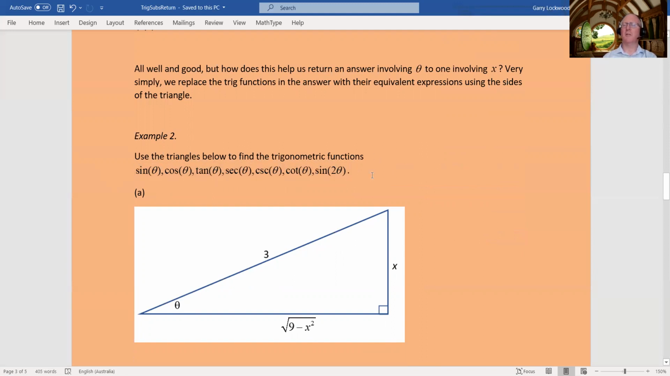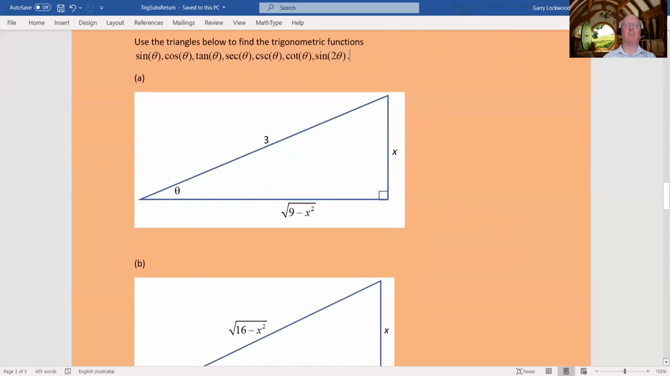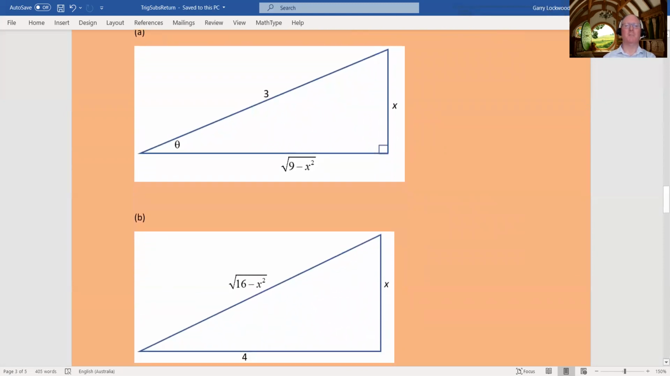This would be a good time to pause, grab a pencil and paper, whatever you write with, and have a go at finding all of these trig functions. I'm not going to pause the recording. You should be pausing playback and have a look at that. But let's move right along. I'm going to do the solutions in a moment.